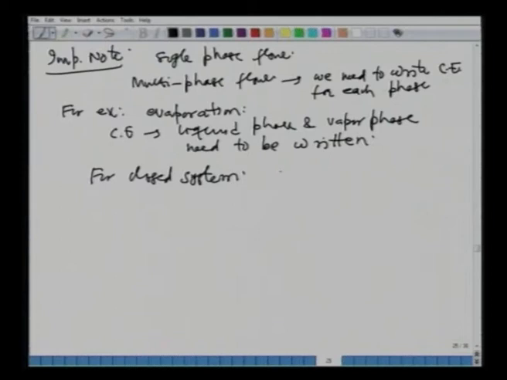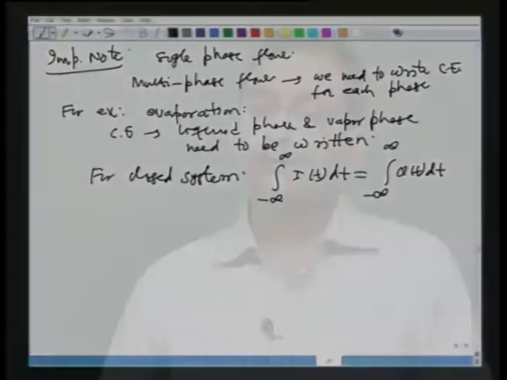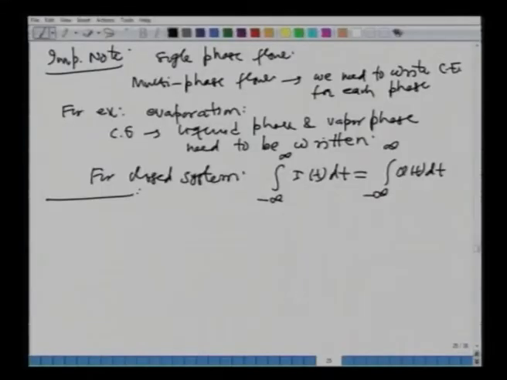The other thing I would like to mention is that for a closed system, the integral of the quantity of your inflow should be equal to the total quantity of your outflow. Or in other words, if the total inflow volume is equal to the total outflow volume, then it is a closed system.